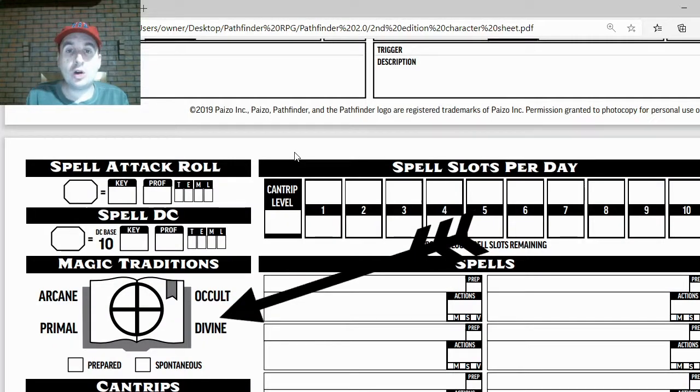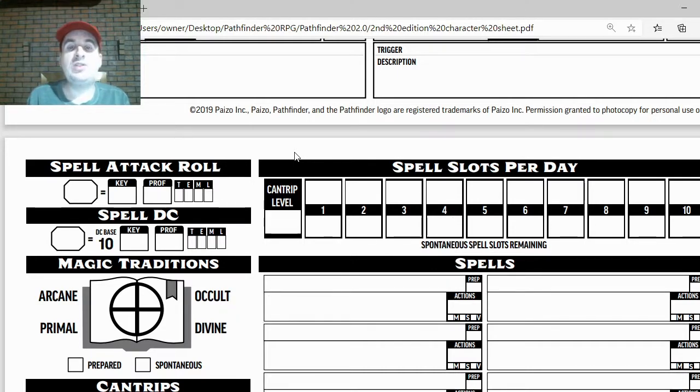Next, there are 4 different types of magic traditions: arcane, divine, occult, and primal. Each of these has its own list and applies to a different type of spellcaster. I will cover more on this when I get to my classes videos.